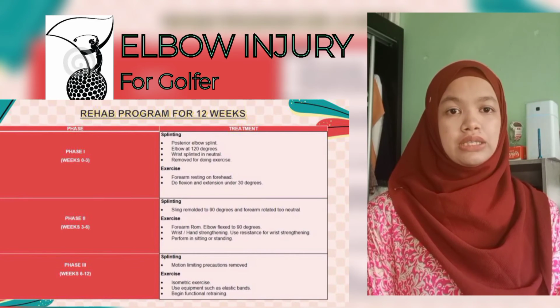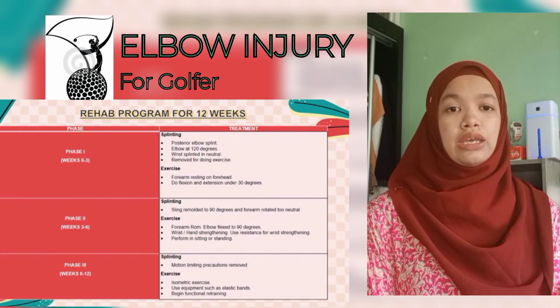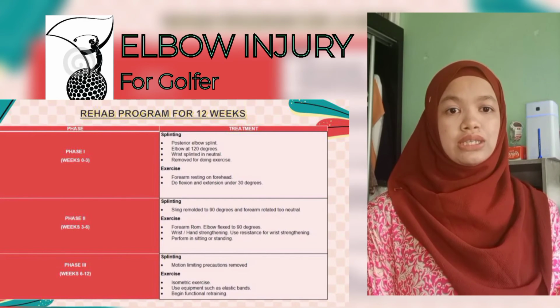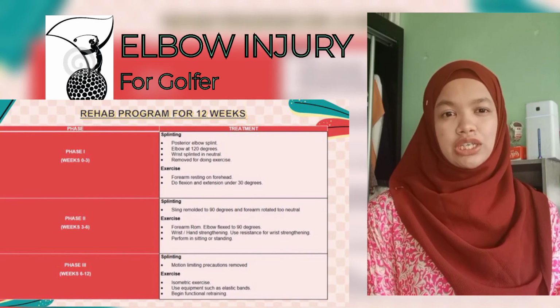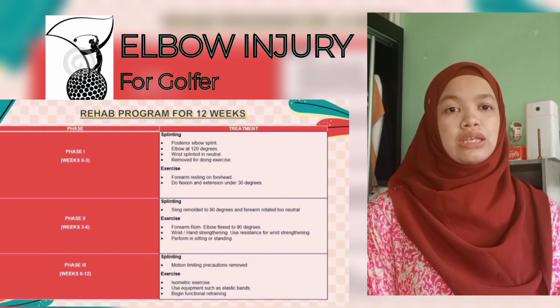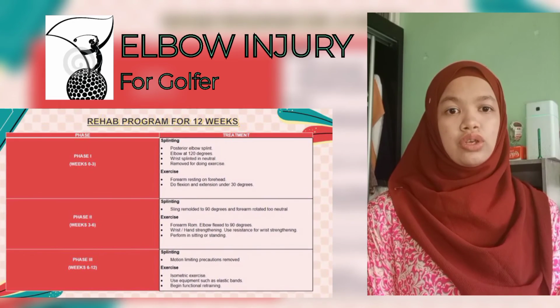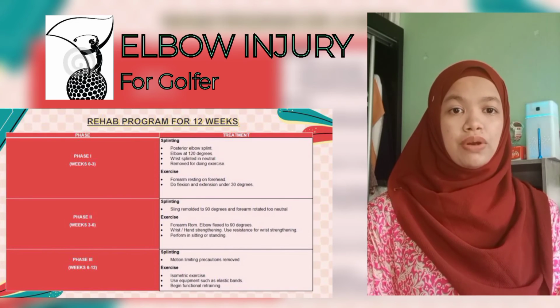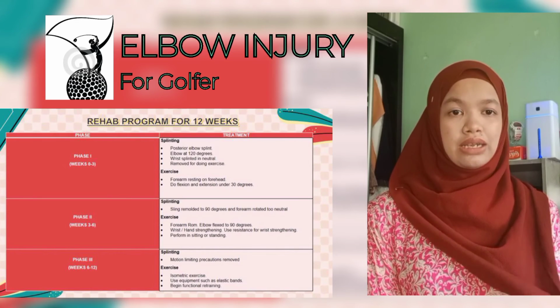The second phase is fibroblast and early remodeling. It is during week 3 till week 6. During this phase, we will continue to maintain motion while preventing instability. So, the sling is remolded to 90 degrees. Exercise recommended is forearm ROM. Your elbow will flex to 90 degrees. Perform this exercise sitting and standing.